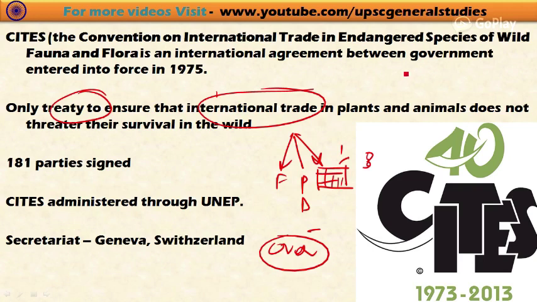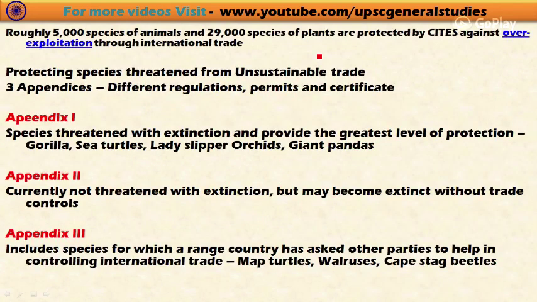This CITES is administered through the United Nations Environment Program, UNEP. Its secretariat is in Geneva, Switzerland, and this convention protects roughly 5,000 species of animals and 29,000 species of plants against over-exploitation through international trade. So it regulates this vast range of plant and animal species in international trade, thereby preventing them from extinction due to over-exploitation. The convention has three appendices under which various plant and animal species are listed, which accord different degrees of protection.